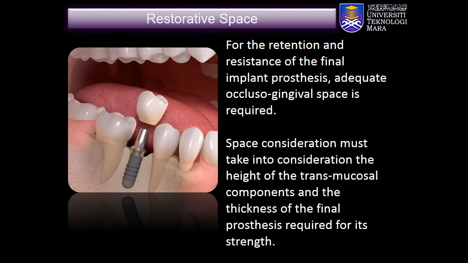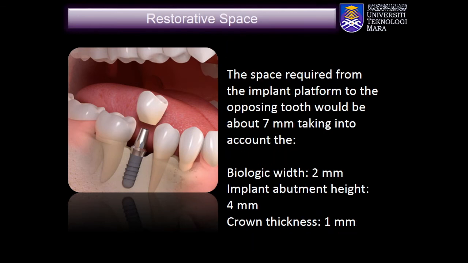When planning a case, another important consideration is the restorative space. For the retention and resistance of the final implant prostheses, adequate occlusogingival space is required. Space consideration must take into consideration the height of the transmucosal components and the thickness of the final prostheses required for its strength. The space required from the implant platform to the opposing tooth would be about 7 mm. This takes into account the biologic width, implant abutment height, and crown thickness.